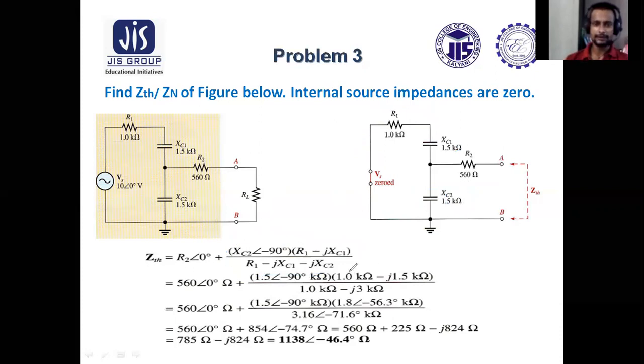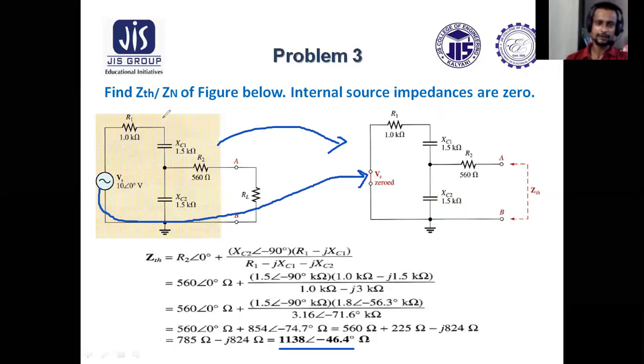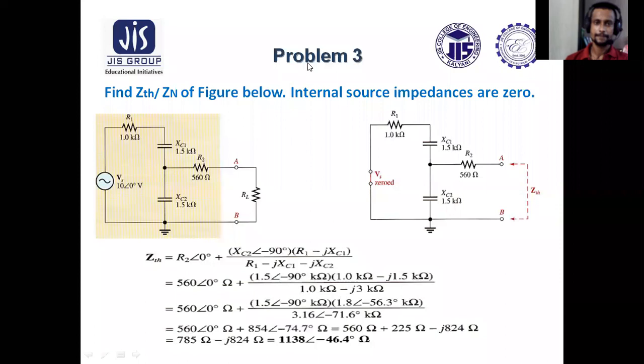So ZTH will be this. Now substitute all the values. You'll get your answer like this. Remember one point. While trying to find ZTH or RTH or ZN or RN, we have to deactivate all the sources. So here, see, the voltage source is deactivated by short circuit. If it is a current source, then it would have been replaced by an open circuit. Now let us move to next problem.